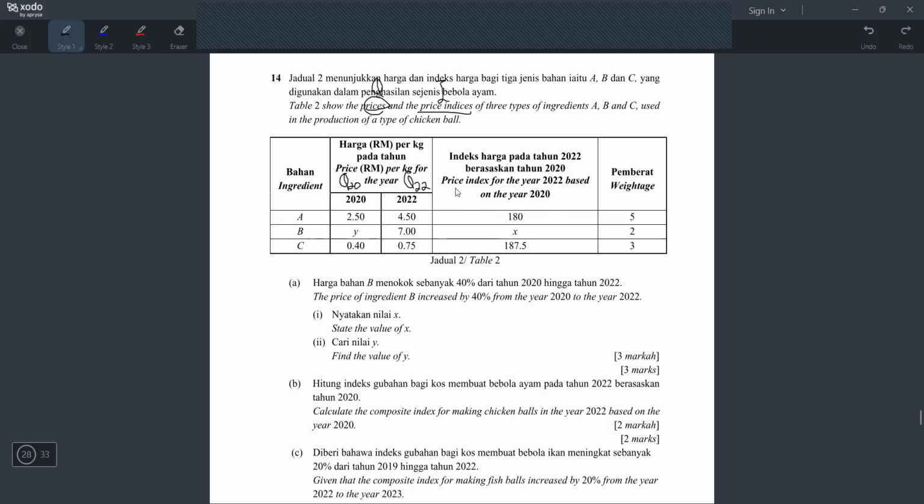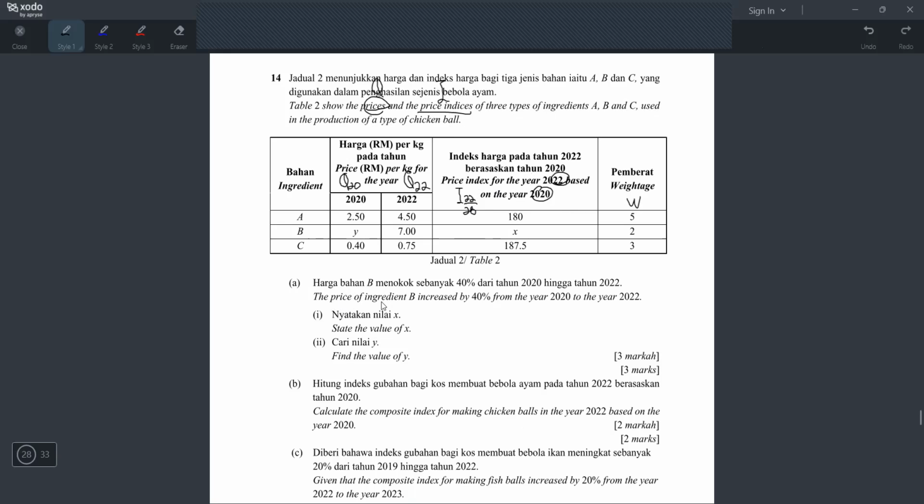Price index, I'll just call it the I. But this is 2022 based on 2020. So it's 2022 atas, 2020 bawah. Right? Always put the latest year atas, and then the older year, you put bawah. Weightage will be the W, so just call it label W here.